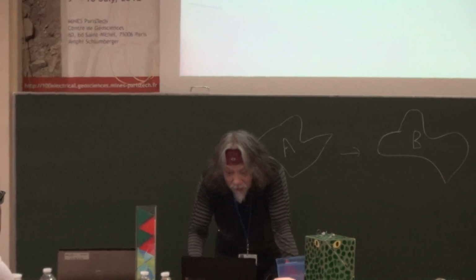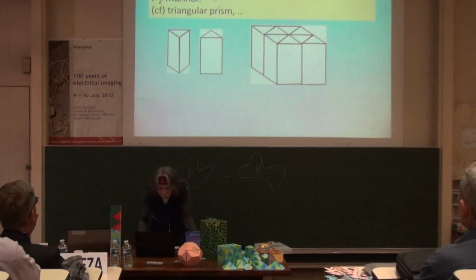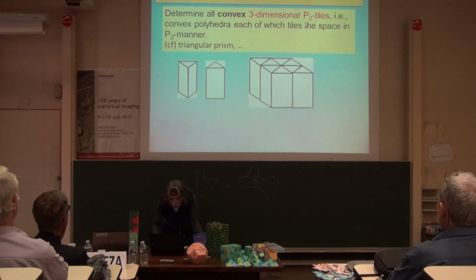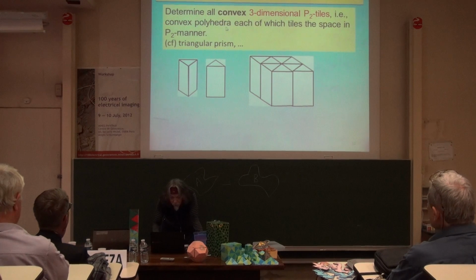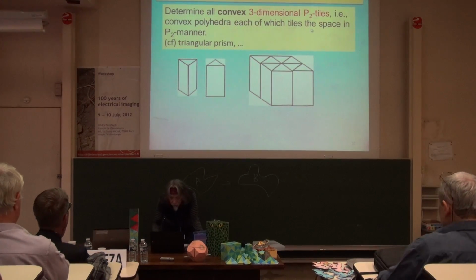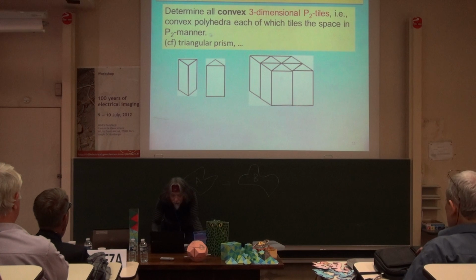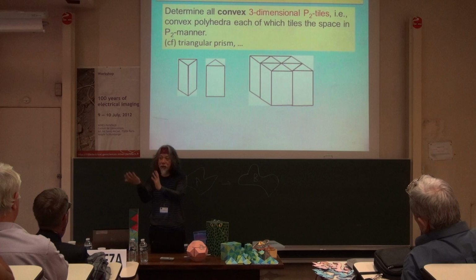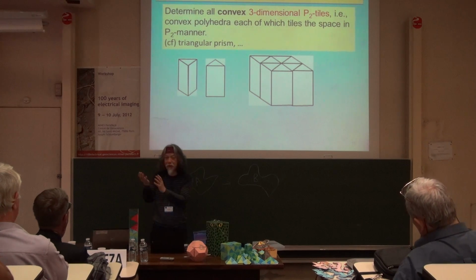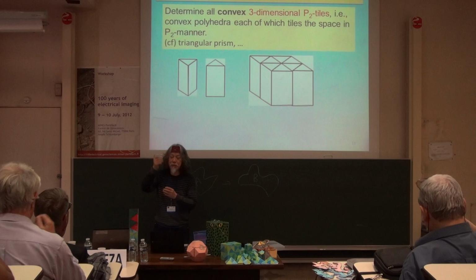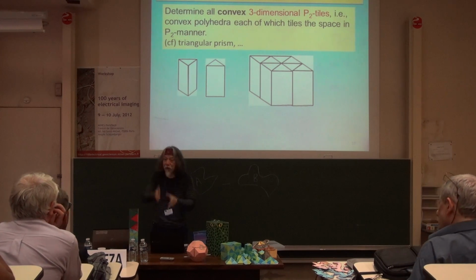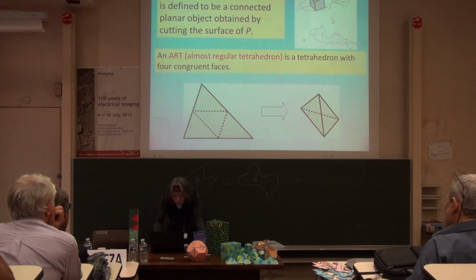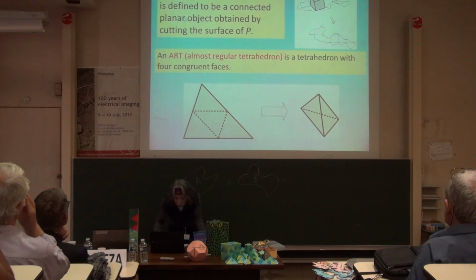But in the three-dimensional case, the problem seems to be easy. So a three-dimensional P2 tile is a convex polyhedron, each of which tiles a space, tessellates a space in P2 manner. P2 manner means translation and 180 symmetry with respect to some axes. Okay? And this one I told you.